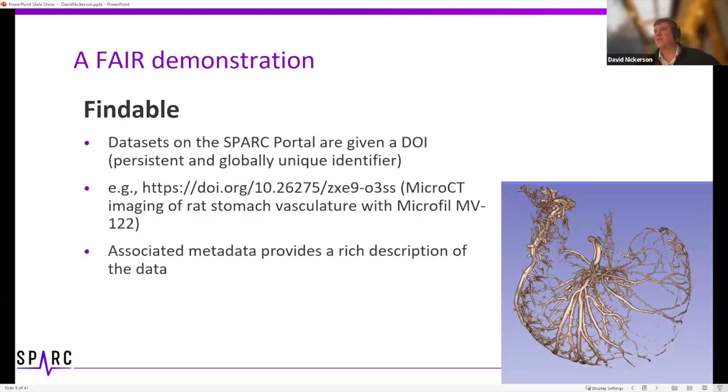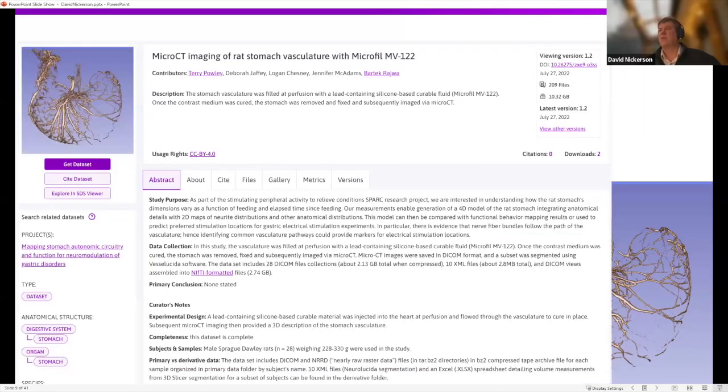So findable, a lot of this relies on things having persistent IDs and especially globally unique, so you can always find stuff. So through the SPARC Portal, data sets as they're published, they get a DOI, which gives you a nice persistent, globally unique identifier to refer to your data. So in this particular example, it's some stomach vasculature from a rat. And along with that, the data set has a lot of metadata, and that provides this very rich description. And if you go to it on the portal, you can browse your way through a lot of that data and metadata.